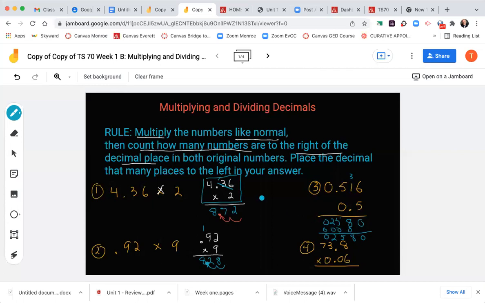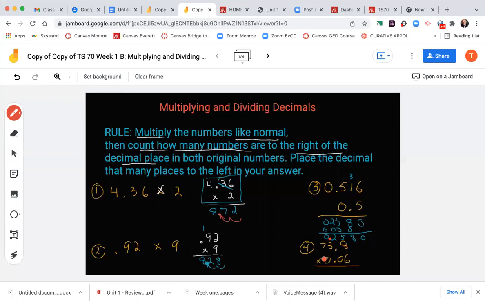Where do I put my decimal? Well, if you look at the whole problem itself, I have 1, 2, 3, and 4 digits to the right of the decimal point. So I'm going to start here at the far end and go 1, 2, 3, 4. Right here is where my decimal goes. Final answer is 0.2580.